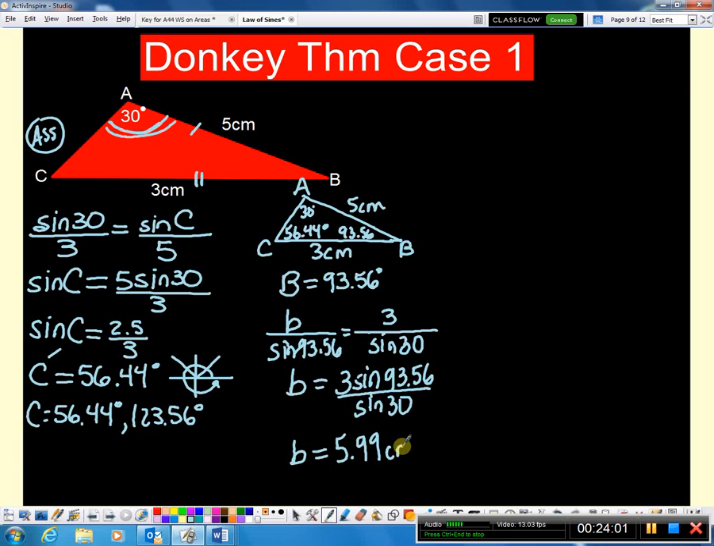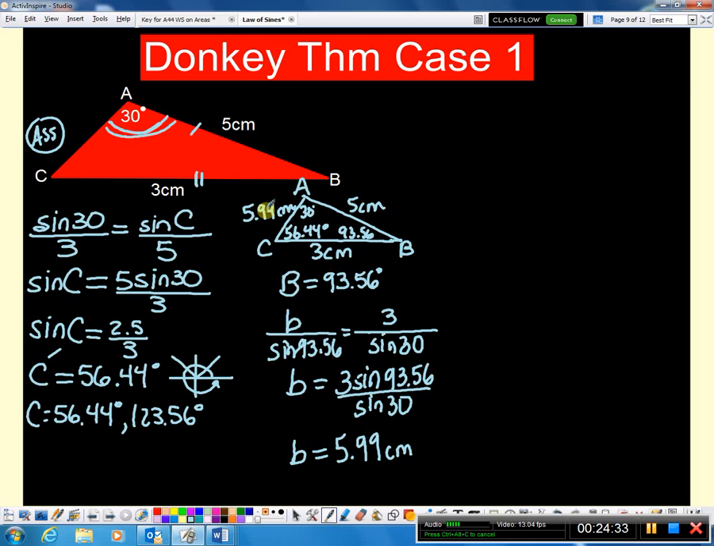Now, I'm going to stop for a minute and think, wait. Does that seem reasonable? Well, in this case, 30 is the smallest angle, 3 is the smallest side across from it, 56 is the medium angle, 5 is the medium side, 93 is the largest angle, 5.99 is the largest side. And yes, I have this terribly drawn out of scale, but as long as you have your opposite angle, opposite side relationships intact, the triangle being drawn out of scale is okay.